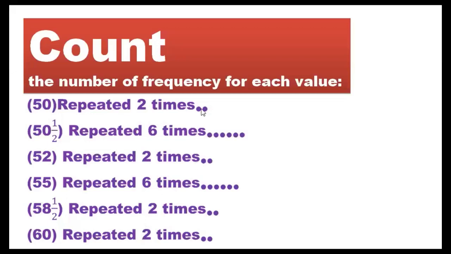What about these dots, Mr. Walid? These bold dots will help you to represent each number of repetition, each frequency. So when we have 2 times, it is represented by 2 bold dots. When we have 6 times, it is represented by 6 bold dots, and so on. Okay? Step number 5.